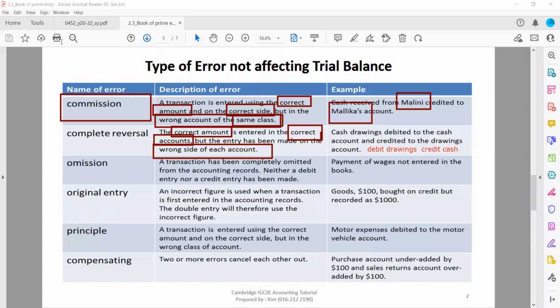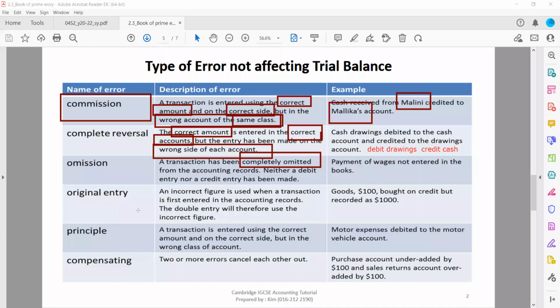Omission means totally forgotten to do the recording. Means completely omitted. There's no debit, no credit. For example, payment of the wages not entered in the book. So in order to make it correct, we debit wages and credit the cash.